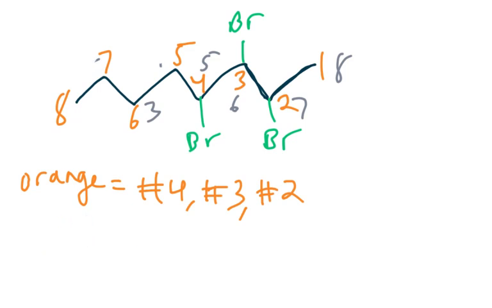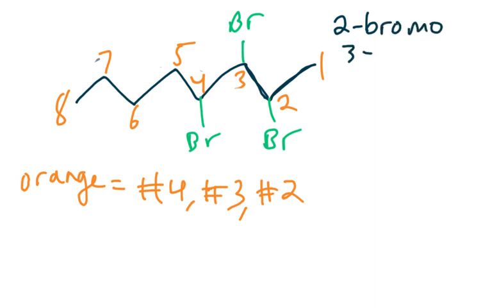All right, so let's go and erase the gray. All right, and now let's go and name the molecule. So let's pay attention to the longest parent chain, which is 8 carbons, which would be what? Octane, right? And we have a 3-bromo, so let's list it out. So what do we have? We have a 2-bromo, we have a 3-bromo, and we have a 4-bromo.